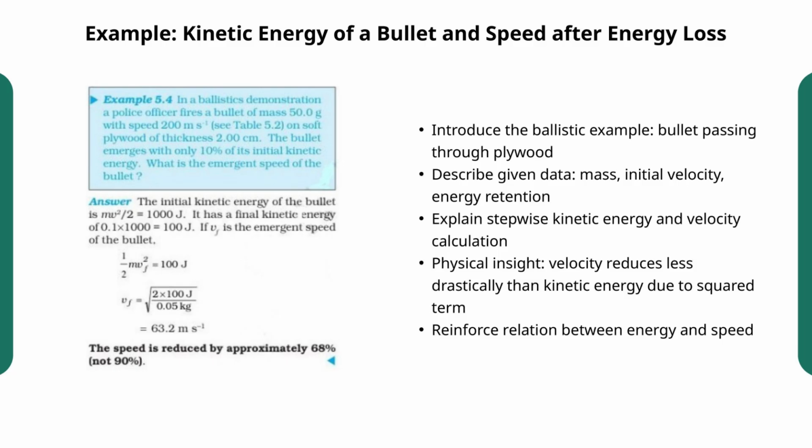Now, speed depends on the square root of kinetic energy divided by mass. We solve v final equals square root of 2 times kinetic energy final over mass, which is square root of 4,000, or 63.2 meters per second. Notice speed drops about 68%, but not 90%, because of the square relationship in the formula. This illustrates how energy loss translates into less drastic velocity reduction.